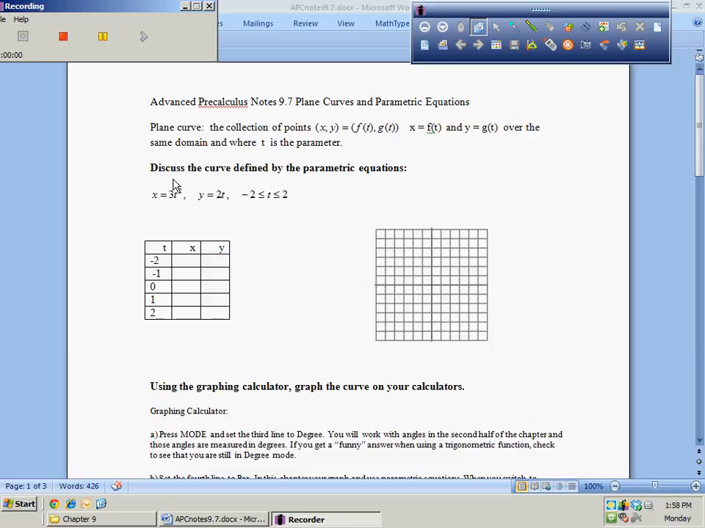And here we are live from Colorado. It is parametric equations. Okay. Discuss the curve defined by the parametric equation.